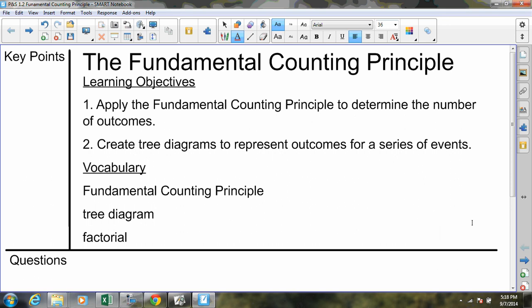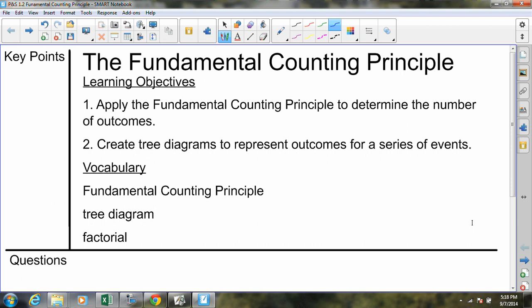In this video, we will discuss the fundamental counting principle. There are only two learning objectives. First, to apply the fundamental counting principle to determine the total number of outcomes. And second, continue our work with tree diagrams to represent outcomes for a series of events. You can see the three pieces of vocabulary at the bottom: fundamental counting principle, tree diagram, and factorial.